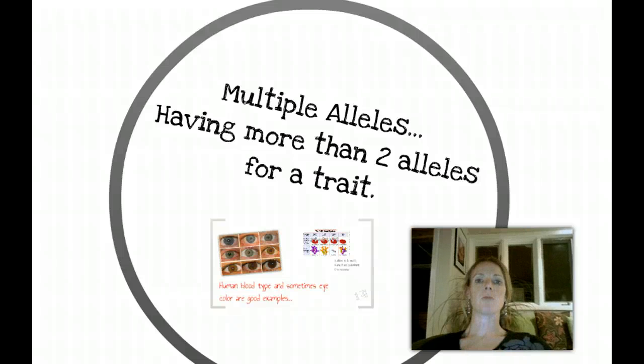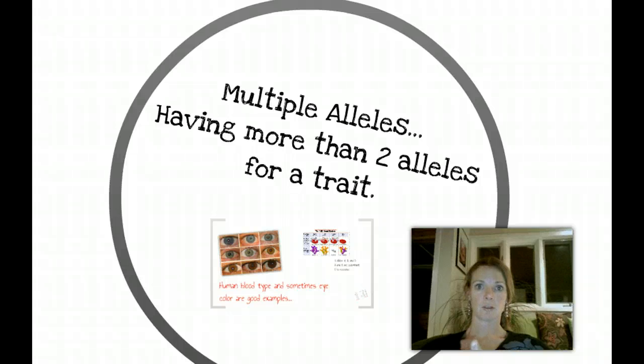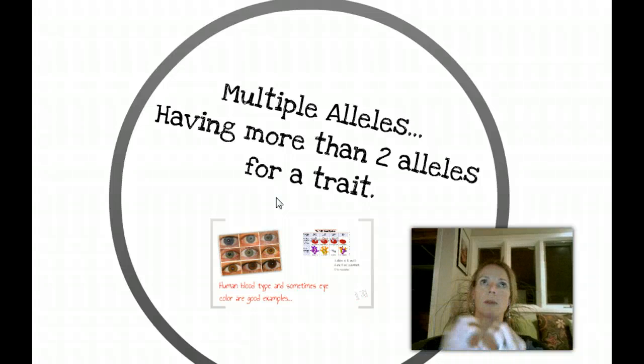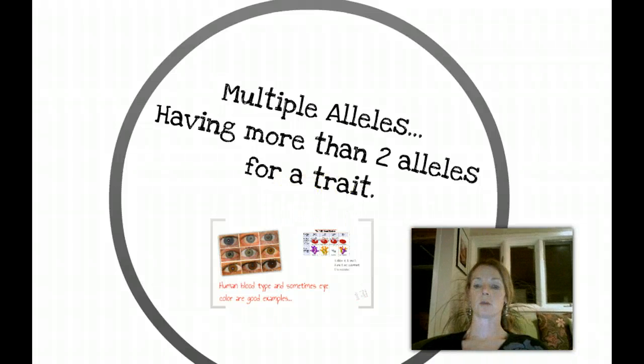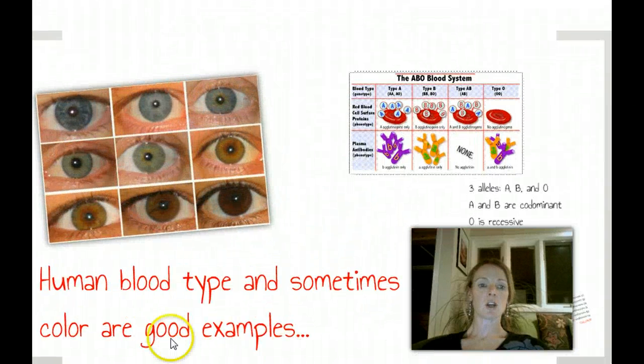So now let's talk about multiple alleles, okay? Multiple, and by the way, we will come back to sickle cell, because I've got more stuff to talk to you guys about that. So multiple alleles is having more than two alleles for a trait, because usually we're dealing with, just say, maybe two different colors, like red flowers versus white flowers. But sometimes you have something called multiple alleles. We're dealing with more than two alleles. So in this case, human blood type and sometimes even eye color are good examples of multiple alleles.